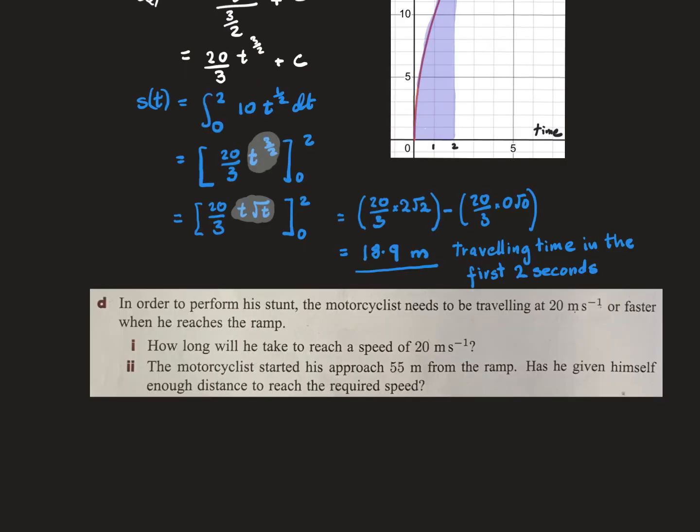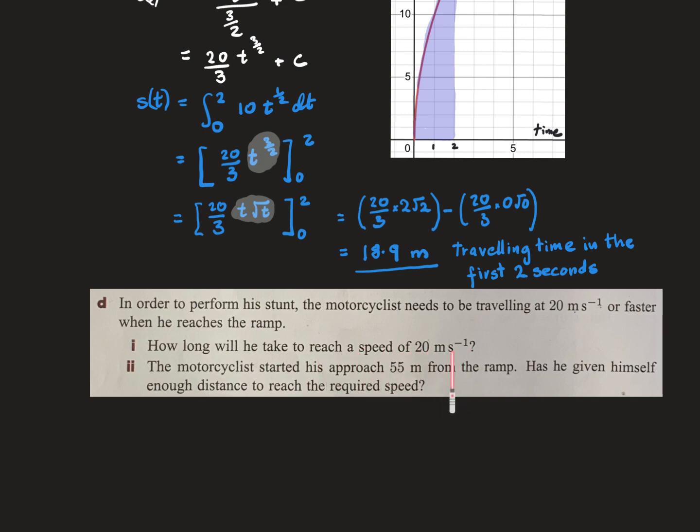And in order to perform his stunt, the motorcyclist needs to be traveling at 20 meters per second. That is the velocity, or faster. So that is the minimum when he reaches the ramp. And the question is, how long will he take to reach a speed of 20 meters per second?